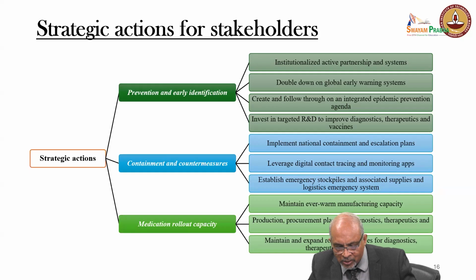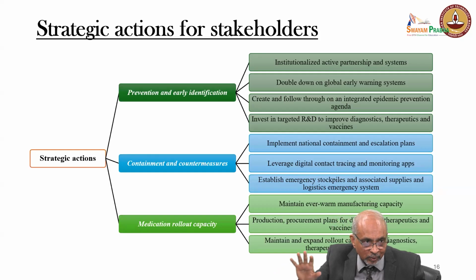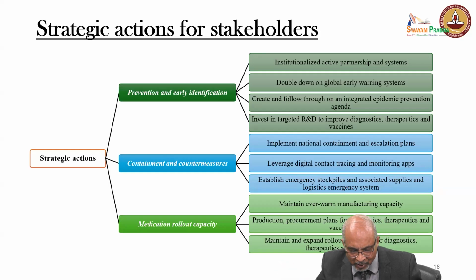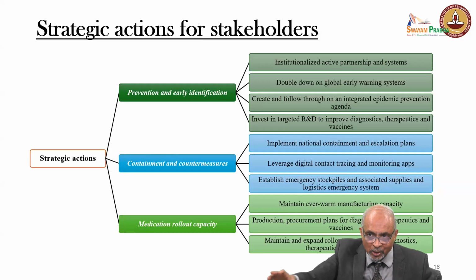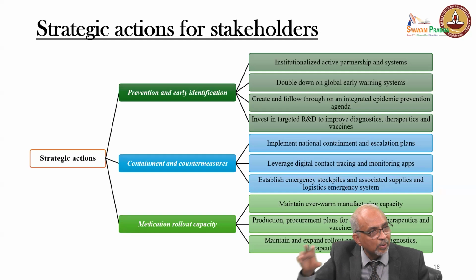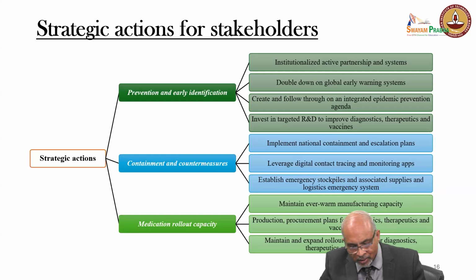Containment and countermeasures. These are happening at the national level. How do you look at the piling of common goods and how do you use that information in inventory? Medication rollout capacity. During COVID, we saw this a lot. Community hospitals versus, as Professor said yesterday, where do you locate? Which hospital covers who? All those kinds of details are important.